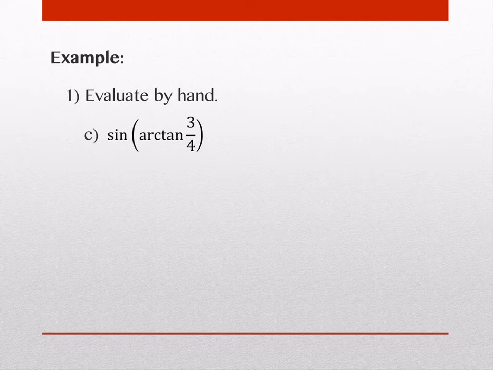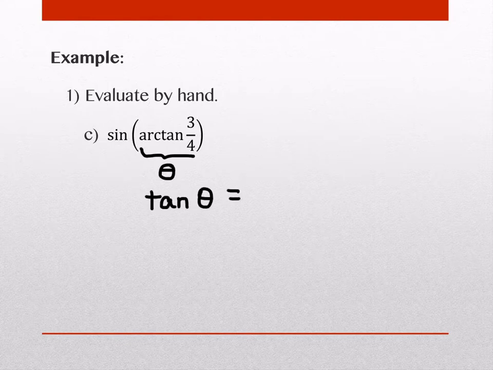So, if this said sine of arc sine, no problem. There are inverse operations, but that's not what this says, right? I have different trig functions that I'm dealing with. So what I'd like to do is isolate this piece right now first. And let's just give that an angle name, and I'll call it theta this time, because Greek letters are fun too. So this means that if I'm working on the inside, I'm asking myself the question, what is the tangent of theta? When is the tangent of theta equal to 3 over 4?